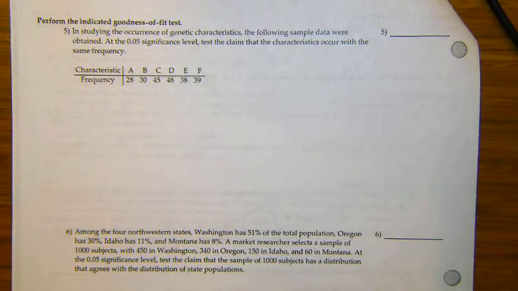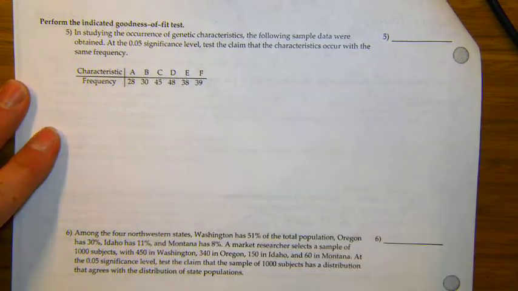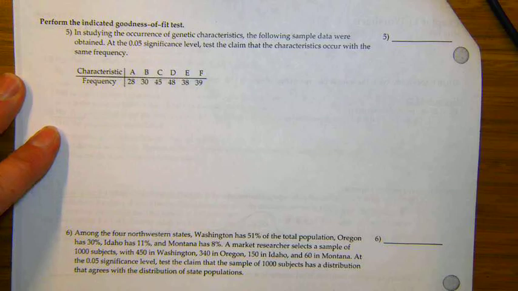So in studying the occurrence of genetic characteristics, the following sample data were obtained. At the 0.05 significance level, test the claim that the characteristics occur with the same frequency. So we do have a table of frequencies over here. We are going to assume it's a simple random sample. If they all occur with the same frequency, each expected frequency is going to be at least 5.